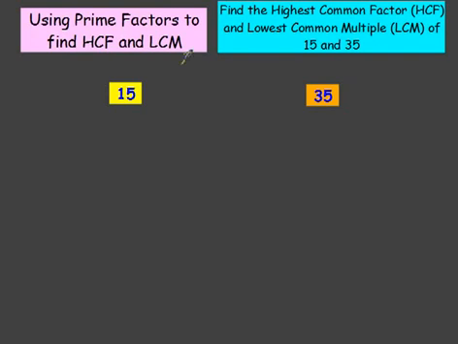Okay, we're going to look at using prime factors to find the highest common factor and lowest common multiple using a Venn diagram. So we're looking for the highest common factor and lowest common multiple of 15 and 35.